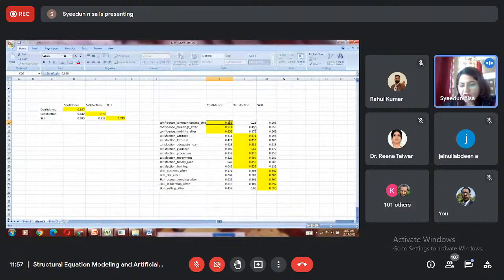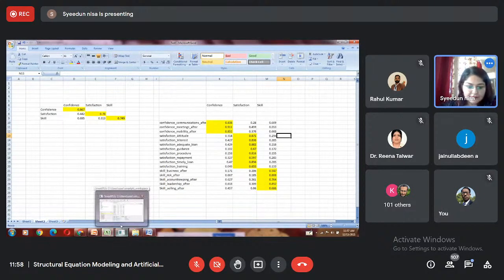Here also 0.911, so the difference is much more than one with either satisfaction or skill, so we'll take this. For this also, we can see the difference is much, much more than one. Similarly, with others also, there is no hidden loading. Nothing is loading better in other constructs. Here also, all the loadings, the difference is always more than one. Is this clear? How we interpret this? Yes, ma'am.